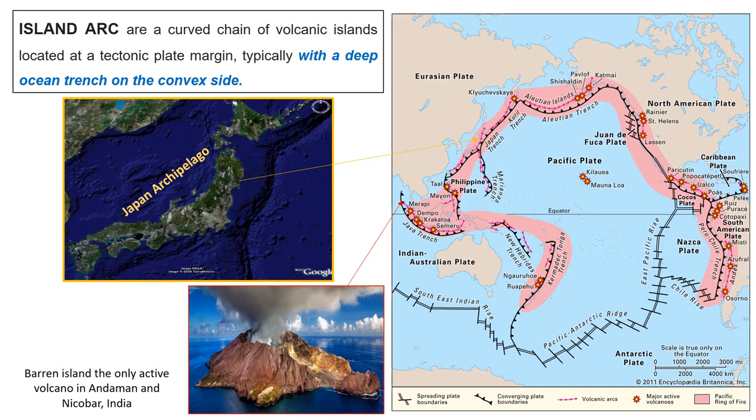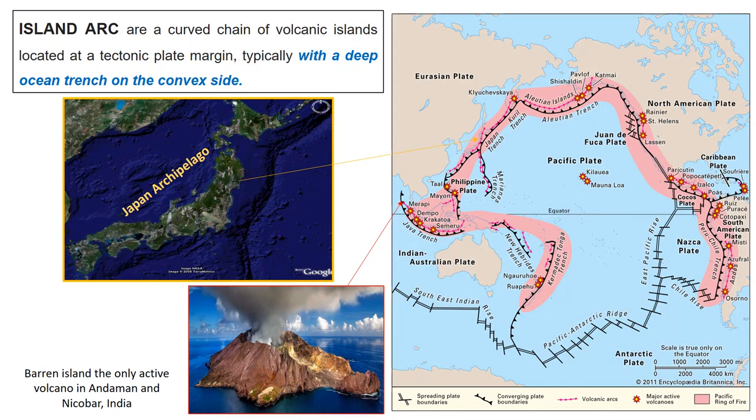So here we have one example. This is known as the Japan Archipelago. Archipelago also means island arc. And here is the Japan Trench, located over here, and the island arcs are formed over here.